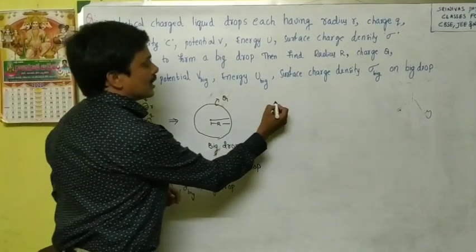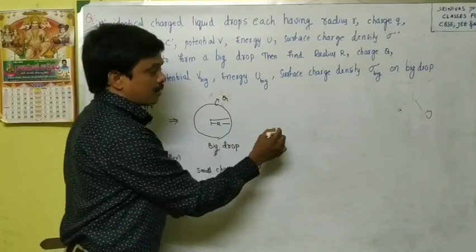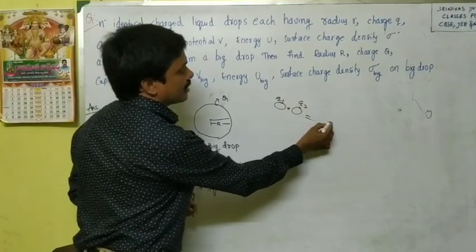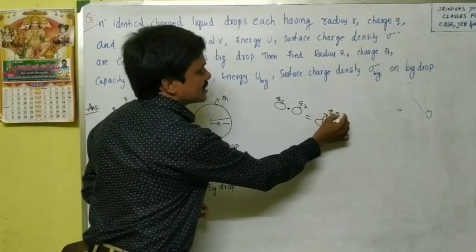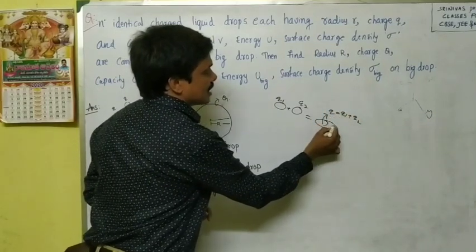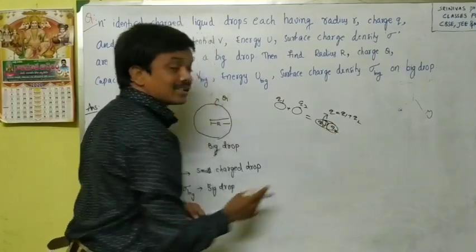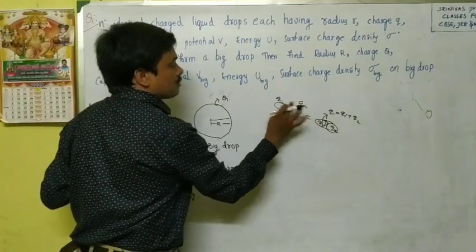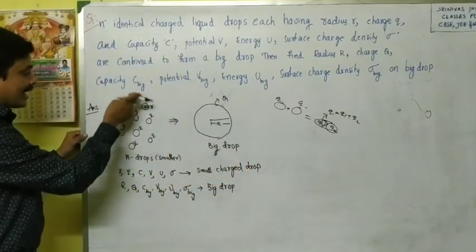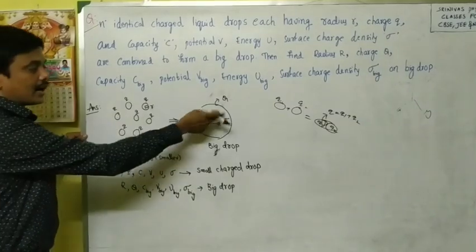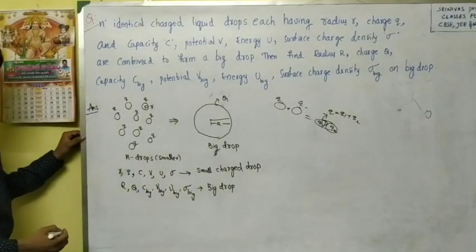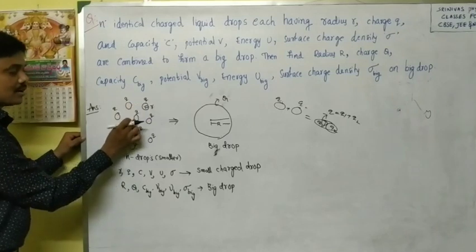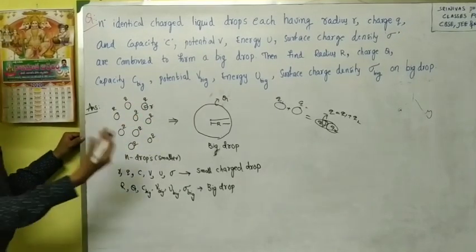For example, charge obeys the additive property. This one has Q1 charge and this one has Q2 charge. When these two are combined to form a bigger drop, the charge on it is Q1 plus Q2. Charge obeys the additive property. According to that, two identical drops combined give q plus q, that is 2q. When n identical charges are combined, the total charge we get is nq. Two drops combined means 2q, three means 3q, and n drops combined means the total charge is nq.